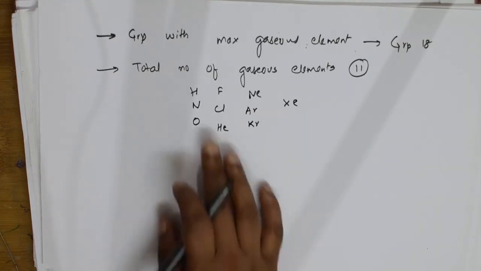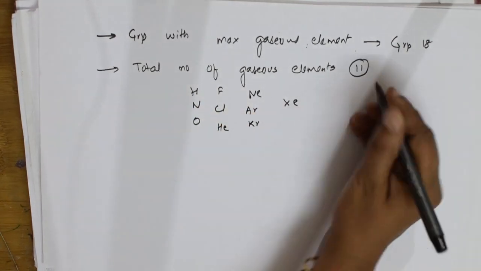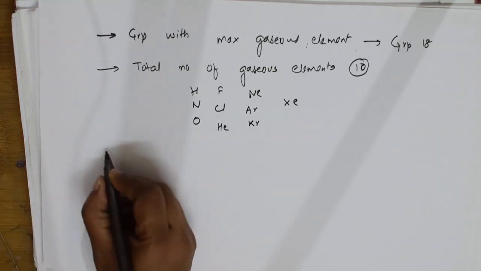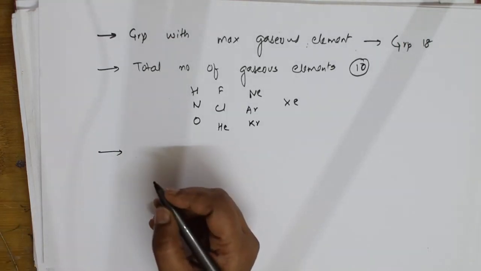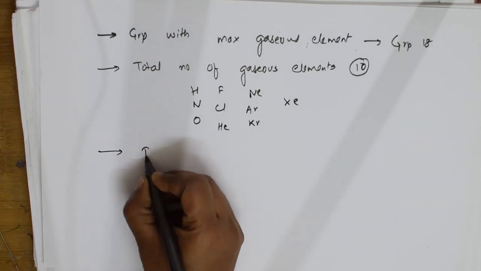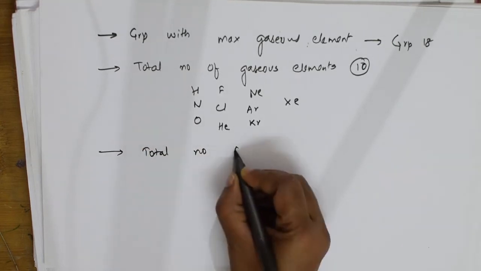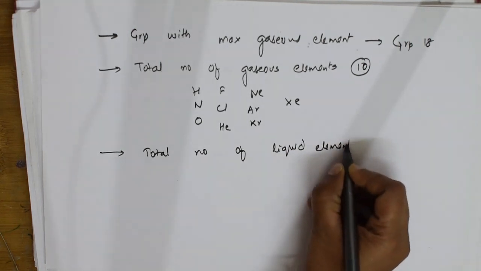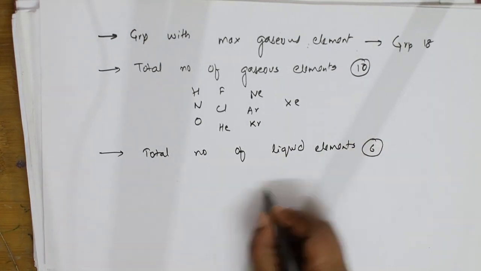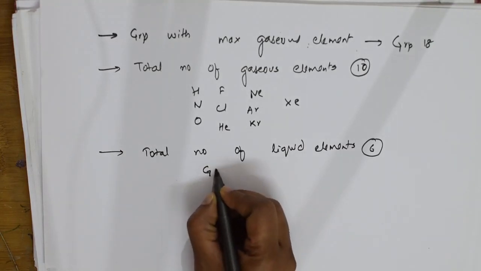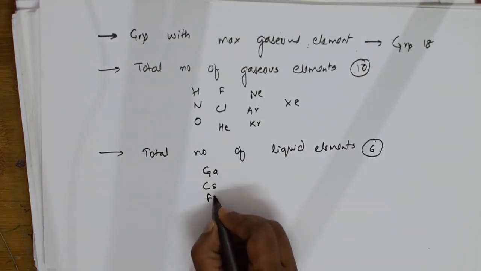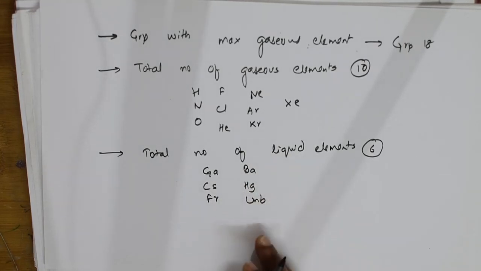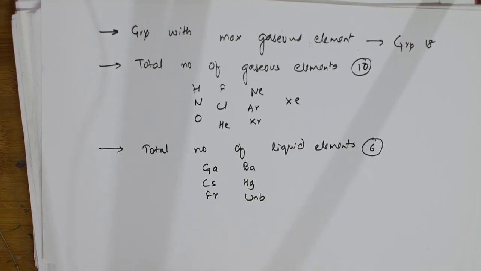Next important thing. Next, students, what is the total number of liquid elements? Let me write that: total number of elements which are in liquid state. Basically there are 6. What are they? Gallium, cesium, francium, barium, mercury and UNB, atomic number 112 in the periodic table.